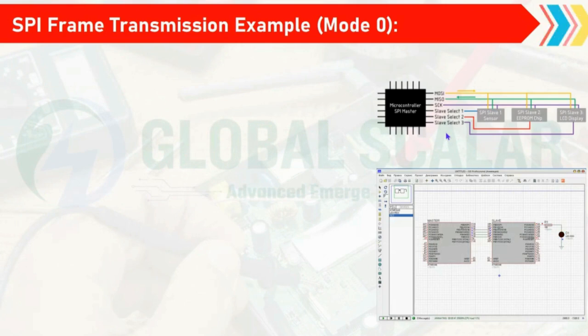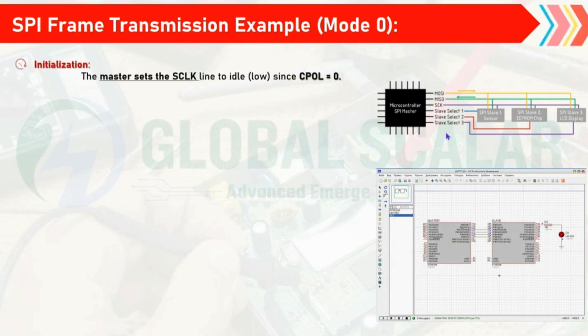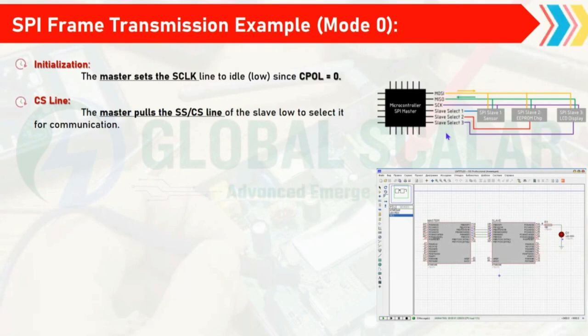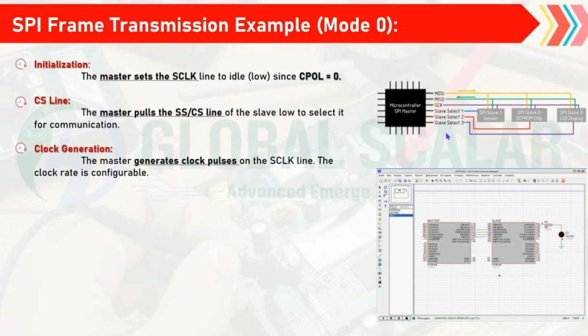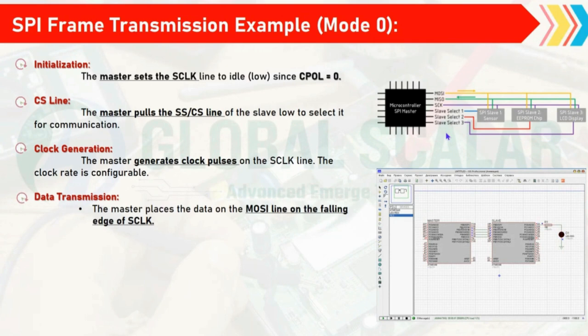Let's take one example of the SPI frame protocol. Usually, the polarity and the phase we set at the master. After setting this initialization, we select the slave select or chip select to low for communication purposes. Then the clock will be generated from the master with respect to the configuration. After configuration, we send the data on the MOSI line, master output slave input line, on the falling edge of the clock, because we chose mode 0.